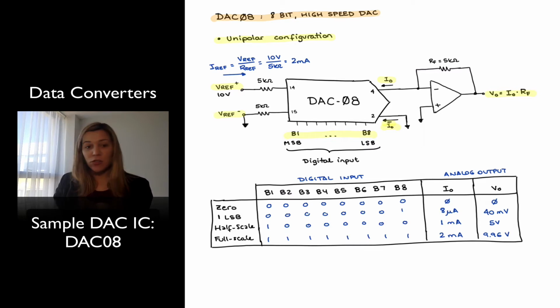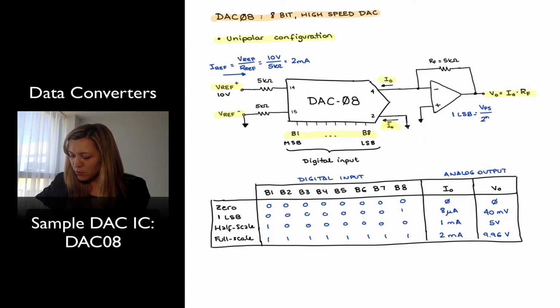My output voltage is going to go in the unipolar configuration, as we shall see, from 0 to the full scale range minus 1 LSB, where the size of the LSB is going to be the full scale voltage, VFS, divided by 2 to the n, or in this case, the reference voltage applied is 10 volts, so 10 volts divided by 2 to the 8, which is the number of bits, which is equal to approximately 40 millivolts. So that's the size of my LSB.